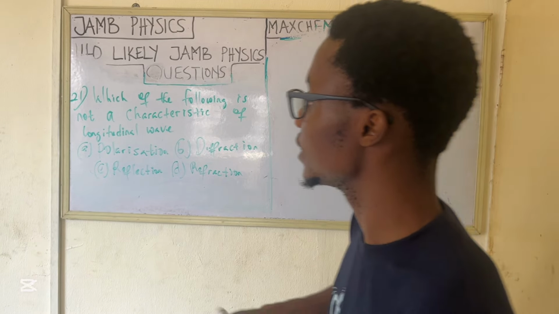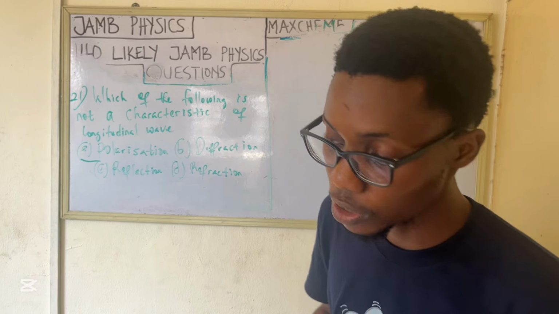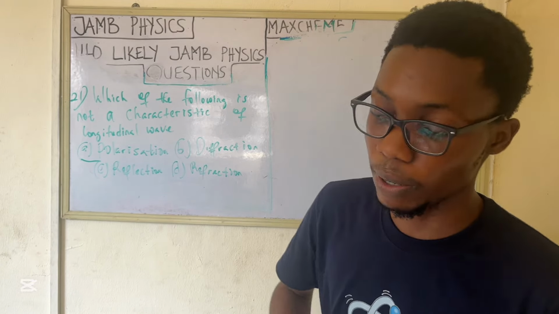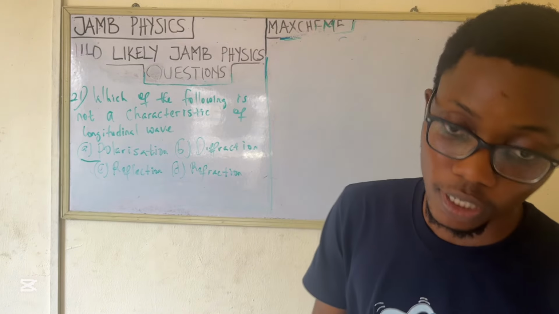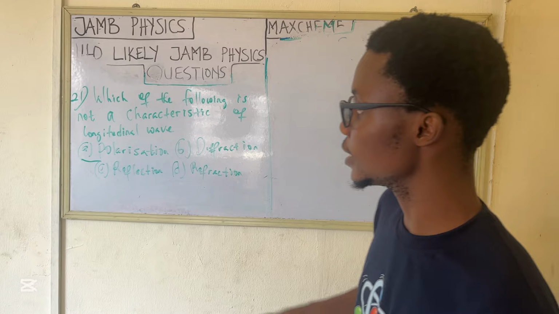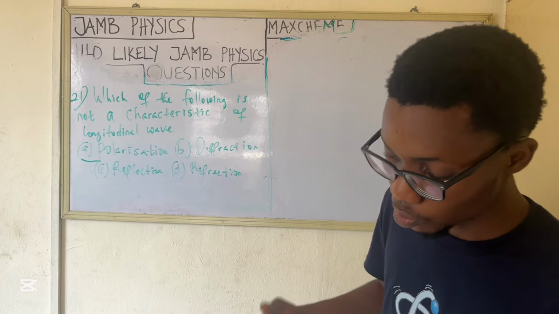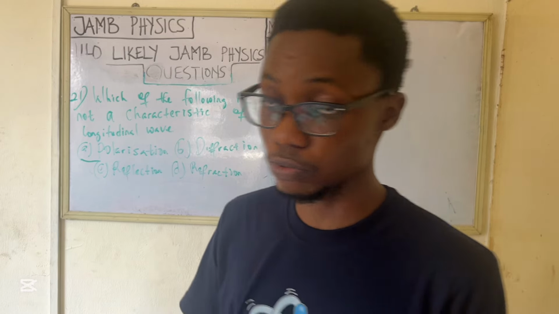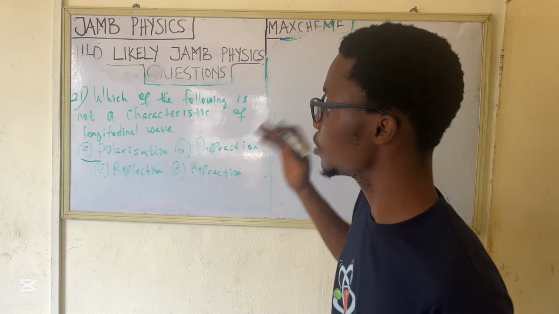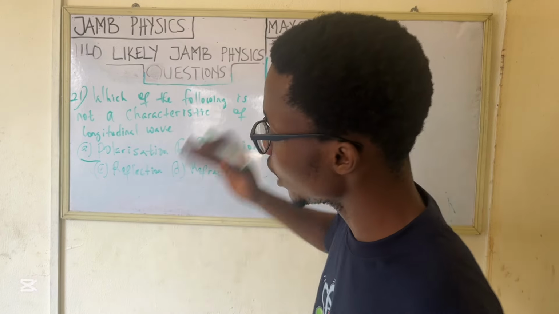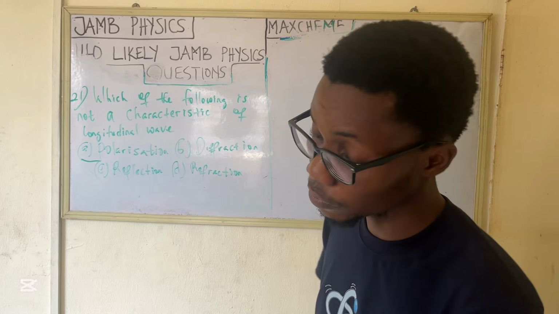In this case, polarization is not an attribute of longitudinal wave. In longitudinal wave, wave particles move perpendicular to the direction of the vibration, while polarization deals with wave particles moving in the direction of the vibration. So the correct answer here is polarization. Polarization is not an attribute of longitudinal wave.